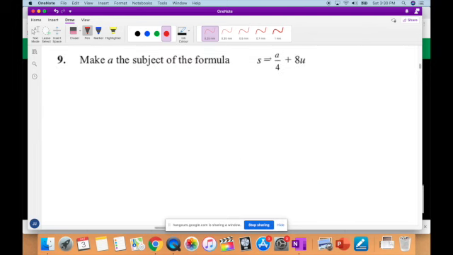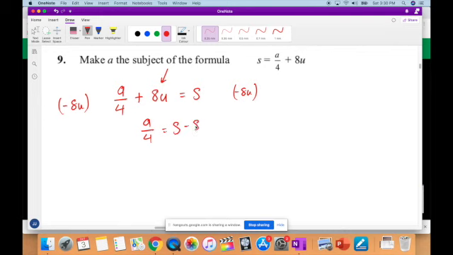So make a the subject of the formula. This is a nice one. So I now have here a over 4 plus 8u is equal to s. Right? So I could get rid of the 8u first by minusing 8u from both sides of the equation. So I'm minusing 8u from here too. So now I'll have a over 4 is equal to s minus 8u.